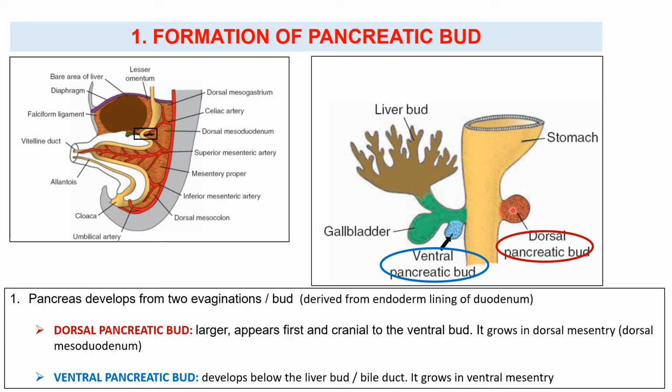So both these buds are derived from which part? From the endoderm lining of the foregut part. Which part of the foregut? The duodenum. So derived from the endoderm lining of the duodenum, similar to the liver and the gallbladder.